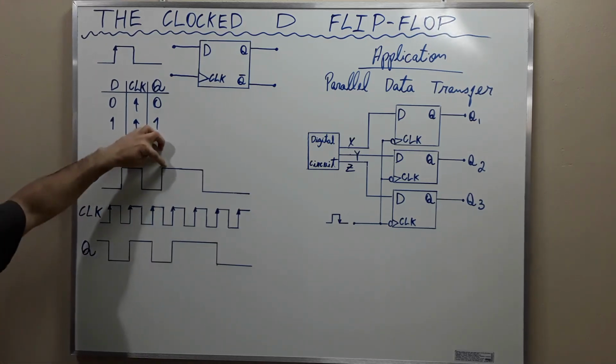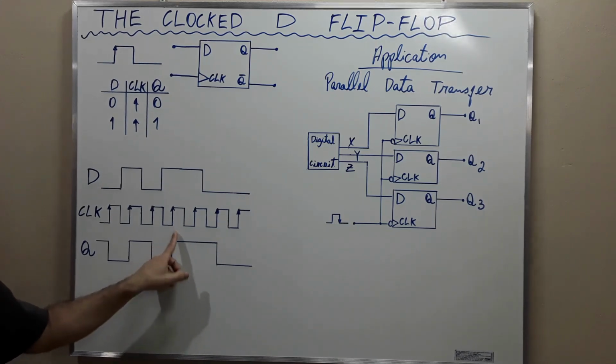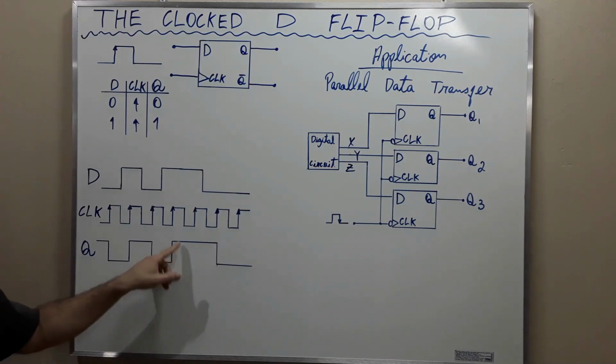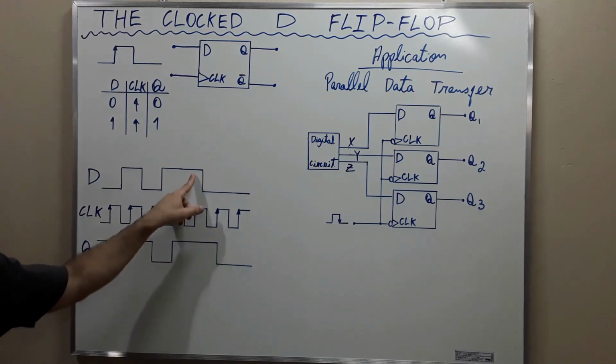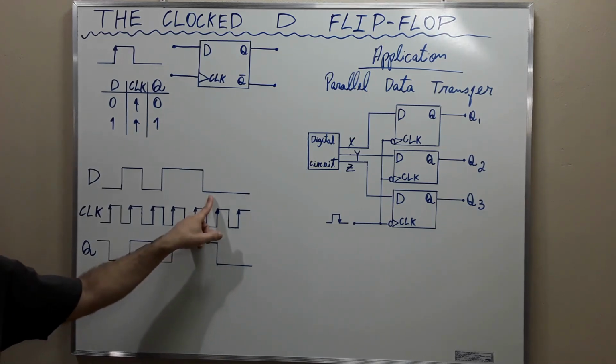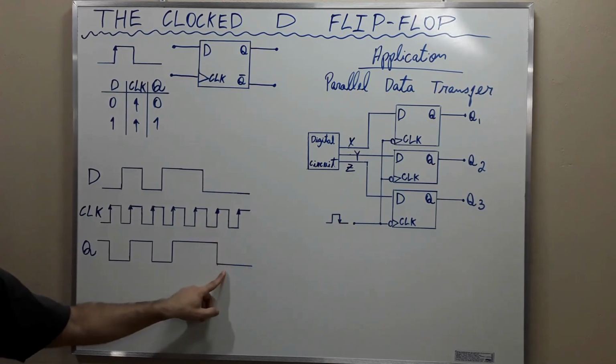Observe here that D is 1, but Q is still 0. Only at the occurrence of the positive going transition of the clock, this Q assumes the logical level of D. Okay? Here, D is 1 and Q is already 1 and no change happens. And here D is 0 but Q is still 1. Only at the occurrence of the positive going edge of the clock, here that Q assumes the level of D.